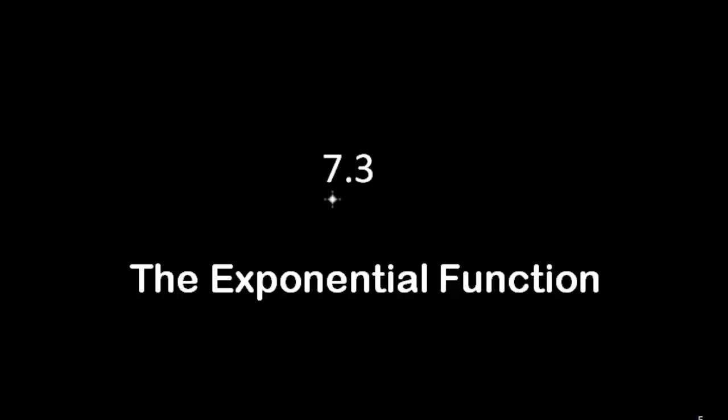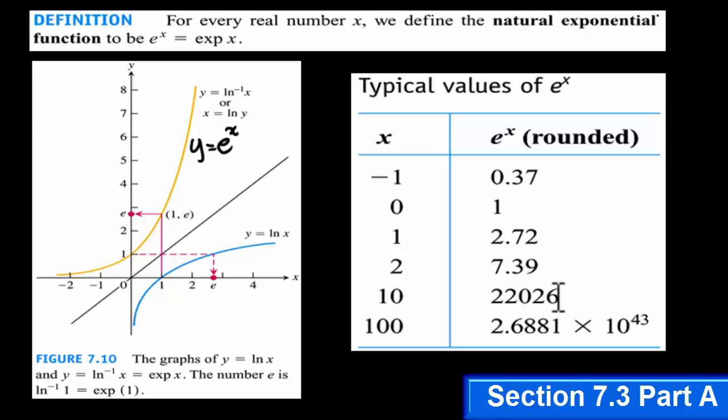Section 7.3, the exponential function. All right, let's recall how an exponential function looks. Remember, it's the exponent we enter into e. The natural e is approximately 2.72.